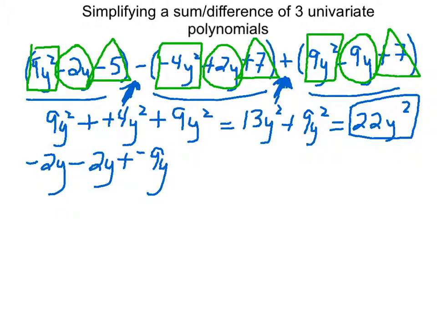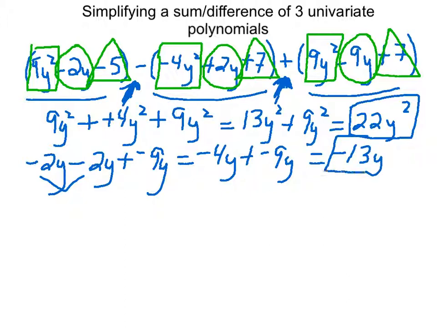Again, we're going to just go from left to right. What's negative 2 minus 2y? Negative 2y minus 2y is negative 4y. That's your brain. And then what is negative 4y plus negative 9y? Well, that's negative 13y. We have just taken care of our circles. Last but not least, those triangles are clamoring for attention.